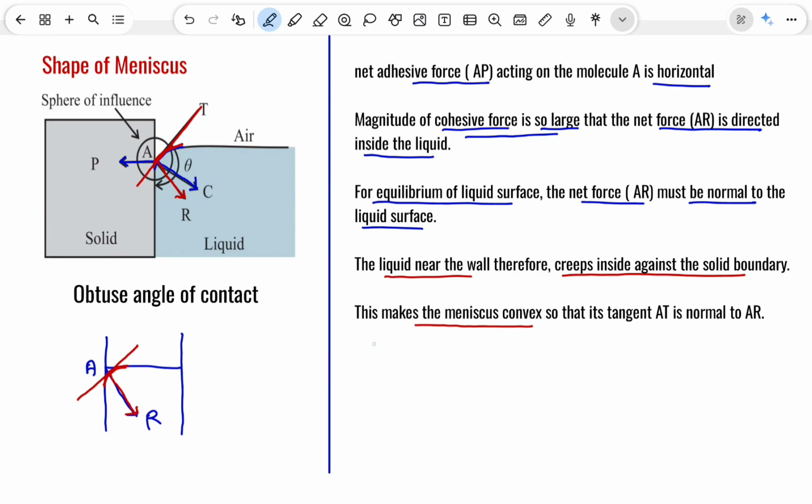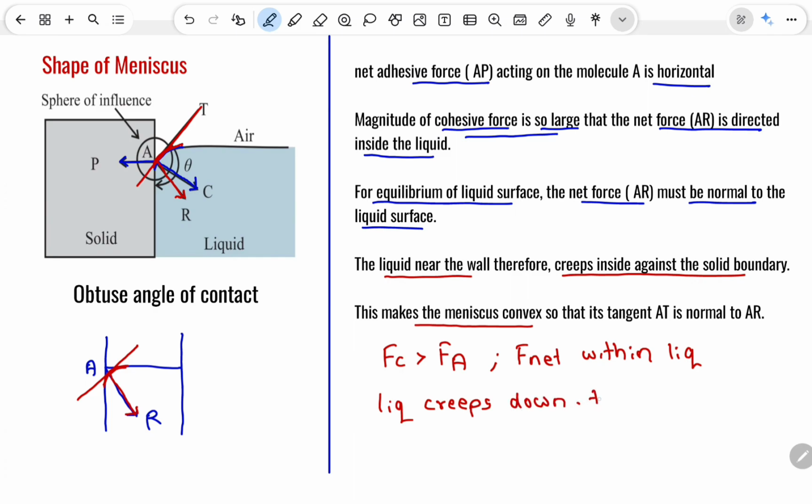So the important points that we need to remember for convex meniscus is the cohesive force now should be greater than the adhesive force. Then the net force AR must be within the liquid. The equilibrium condition is same, and over here the liquid does not climb up on the solid surface. The liquid creeps down the solid surface.